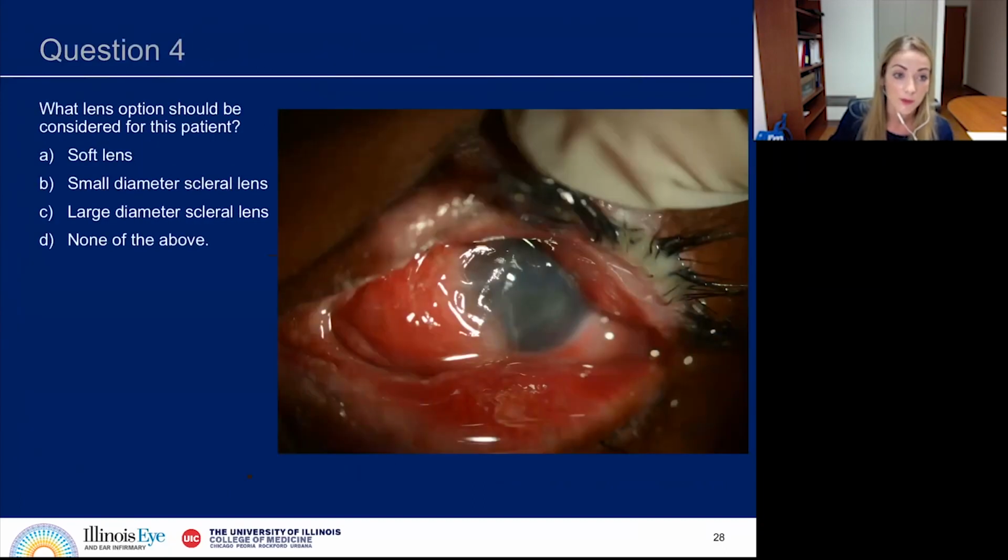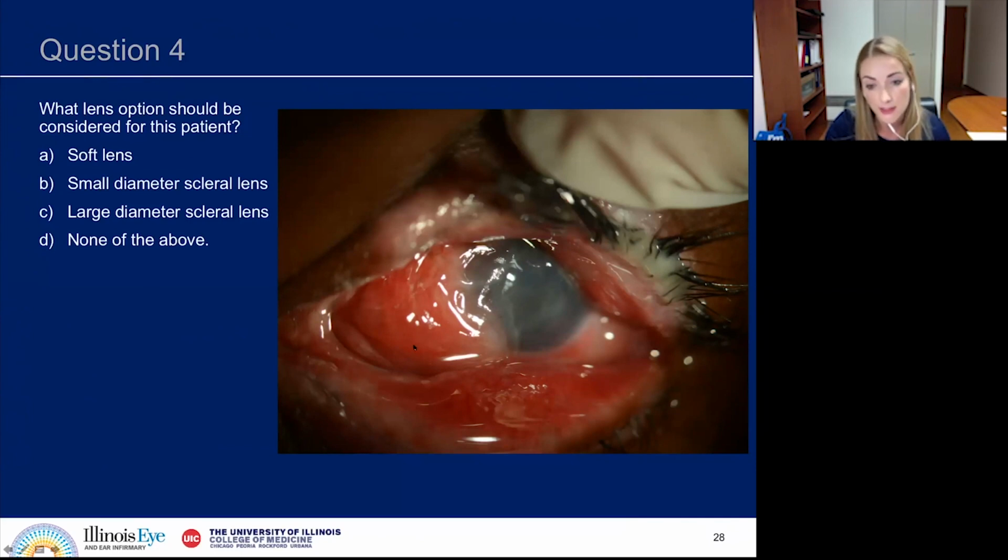Question 4, what lens option should be considered for this patient? Okay, so this is another one that we can review. In the long run, I think a large diameter scleral lens is a really good option. Remember, this is a rigid lens, and with this area of inflammation, it might be really tough to fit the lens. However, there are some options that can be used.